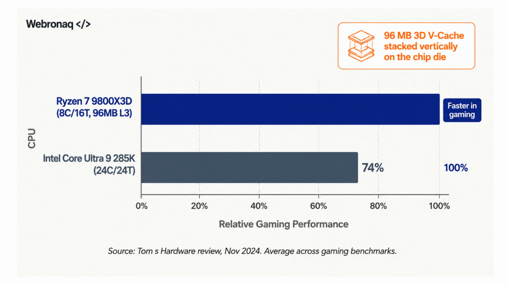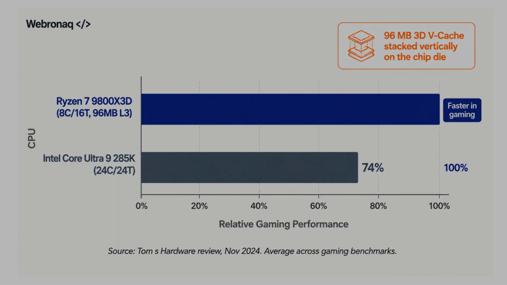How? Generational innovation. AMD's 9800X3D stacks an extra 64 megabytes of cache directly on the chip die using 3D V-Cache technology, bringing total L3 cache to 96 megabytes. Games are latency sensitive. They hammer the cache constantly. That massive on-chip cache dramatically reduces how often the processor has to wait for data from slower system memory. The result, the 8-core chip smokes the 24-core chip in gaming. Raw core count lost to architectural innovation. Generation and design matter as much as the numbers on the spec sheet.